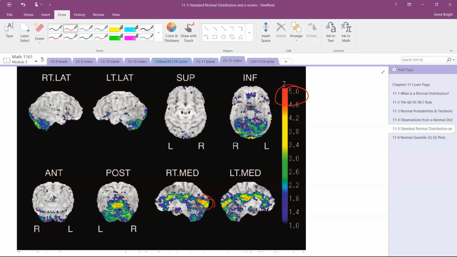So z-scores are still used, even though the standard normal distribution isn't used itself specifically. Z-scores can give you an indication about how peculiar things are, and you'll get some practice with that in the activities.